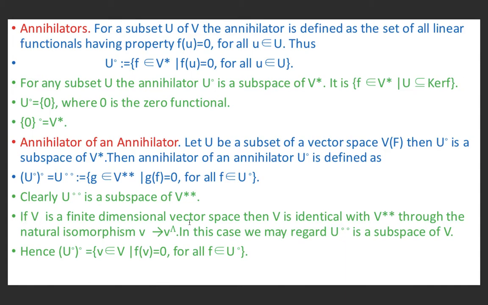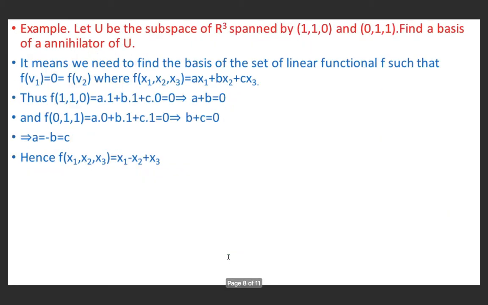If V is a finite dimensional vector space, then V is identical with the second dual space of vector space V, which we denote by V double star, through the natural isomorphism V to V cap. In this case, we regard U double dot as a subspace of V. It means U double dot can be written as the set of v belonging to vector space V such that f of v equal to 0 for all f belonging to U dot. U dot means the annihilator of U. Now we will demonstrate how to find the basis of an annihilator of U.